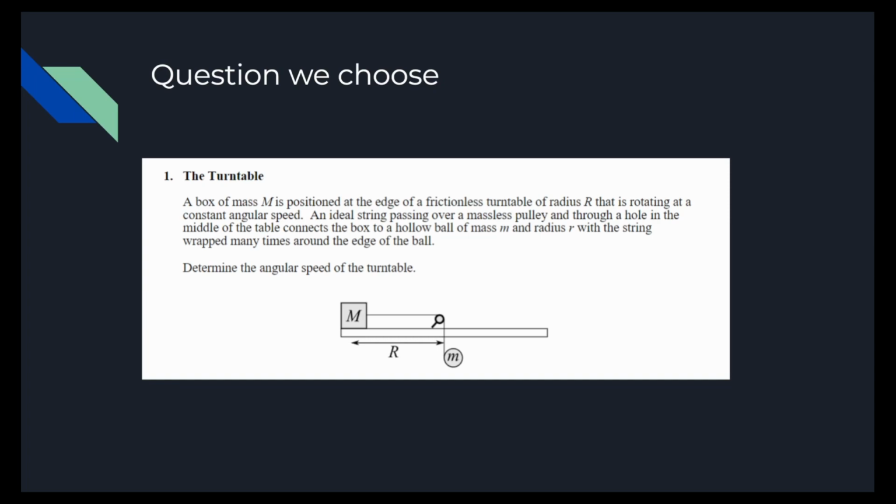So it reads as: a box of mass big M is positioned at an edge of the frictionless turntable of radius R that is rotating at a constant angular speed. An ideal string passing over a massless pulley and through the hole in the middle of the table connects the box to a hollow ball of mass little m and radius little r, with the string wrapped many times around the edge of the ball. Determine the angular speed of the turntable.